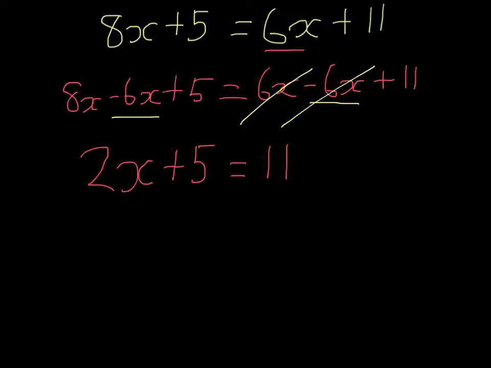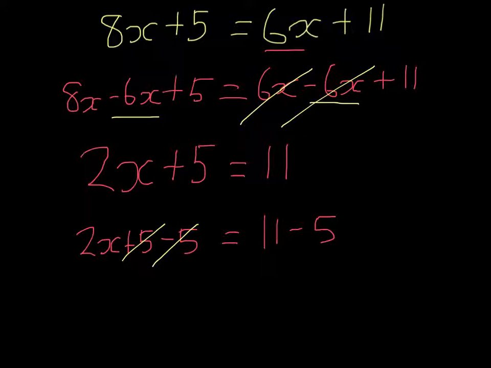Then we can simply do the same method as we would have done previously. So 2x plus 5, and we're going to take away that 5 to cancel out that last term, is equal to 11 take 5. 5 take away 5 is equal to 0. 11 take 5 is equal to 6. So therefore 2x is equal to 6. Divide both sides by 2 to get x on its own. 6 divided by 2 is 3, so therefore x is equal to 3.